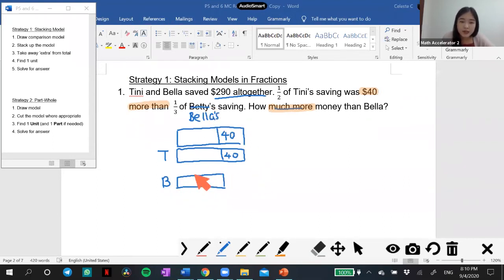How about for Bella? 1/3. So what you have here is only 1/3. So stack it up. You want 3. 3 out of 3. Okay, what else do we know? Teeny and Bella have $290 all together. Right, so now that we've stacked it up, everything here will be 290.